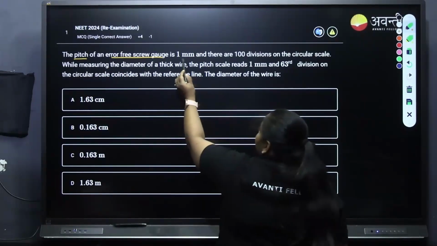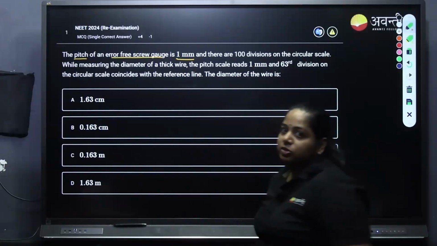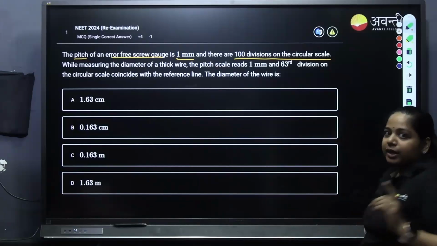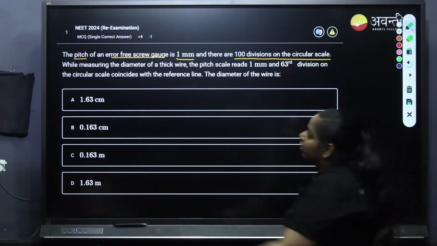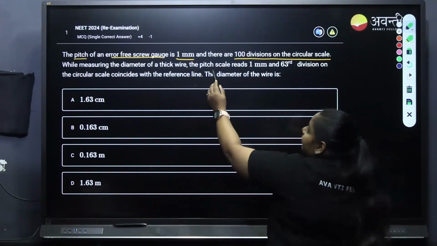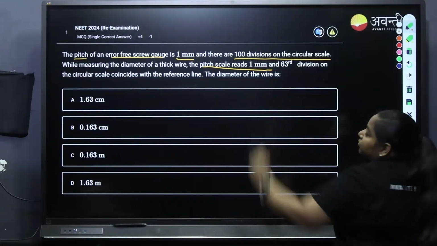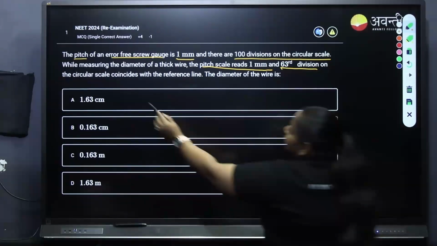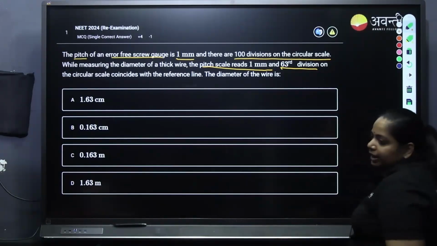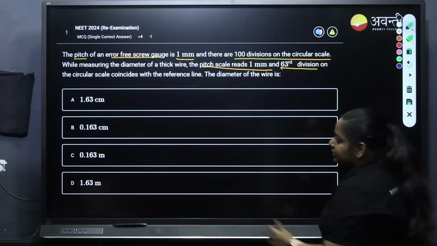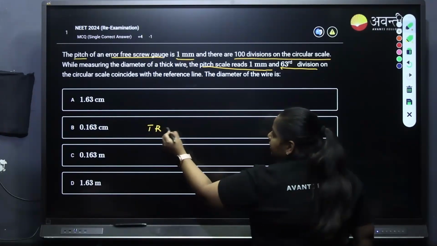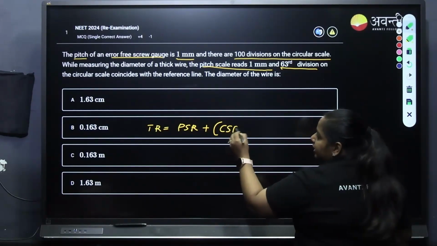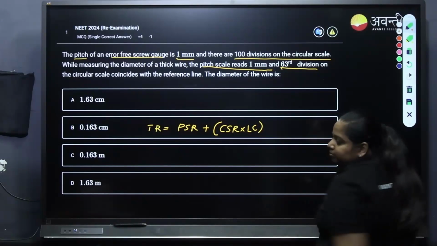Pitch of an error free screw gauge is 1 millimeter. So pitch is given. There are 100 divisions on the circular scale. Number of circular scale divisions is given. While measuring the diameter of a thick wire, pitch scale reading is 1 millimeter, and the 63rd division on the circular scale coincides with the reference. Diameter we have to find. Since it is error free, total reading we can simply find as pitch scale reading plus circular scale reading into LC.